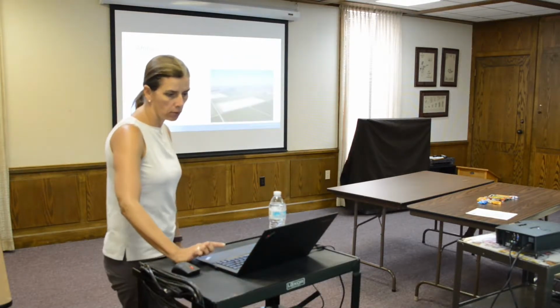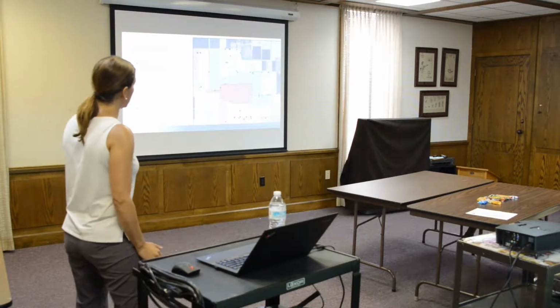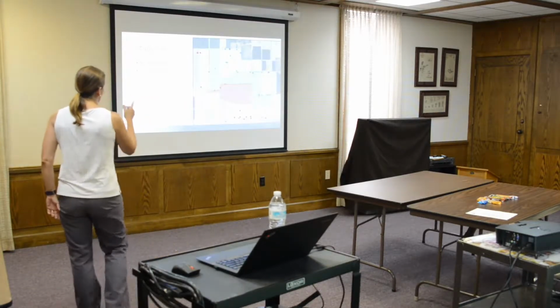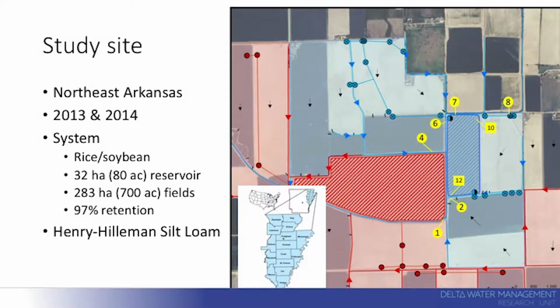But this is some work that was done in an 80-acre field, so we're back to the blue system again. So the reservoir is about 80 acres. There's about 700 acres of field, and about 97% of that water is retained within that system. So they lose, as I said, a little bit of the surface water that they have on that system.